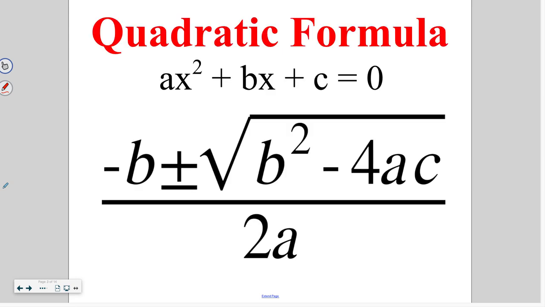The quadratic formula is negative b plus or minus the square root of b squared minus 4ac all over 2a. It is extremely important that when you are using this formula, your quadratic is written in standard form. So ax squared plus bx plus c. X squared has to come first, x has to be in the middle, and any number value has to be last. So if your quadratic equation is not in that order, you need to rearrange it to make sure that it is before you can plug it into the quadratic formula, which is again negative b plus or minus the square root of b squared minus 4ac all over 2a.